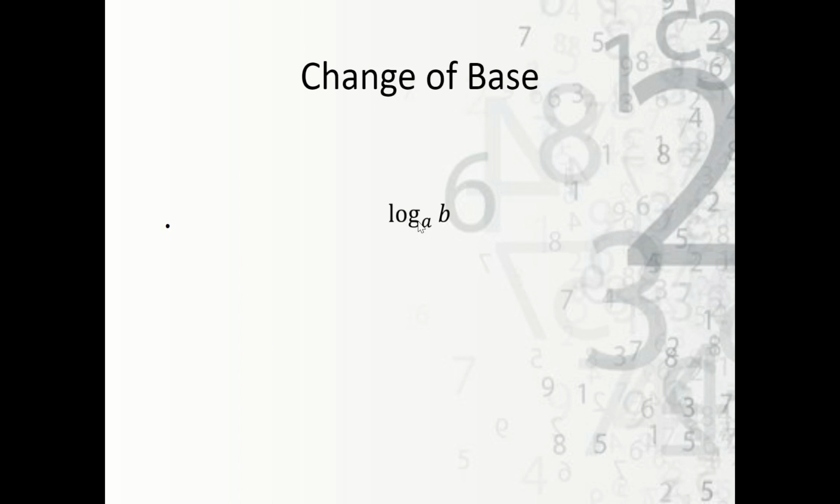Let's talk now about how we can change the base of a logarithm. So we have log base a of b. And let's say we wanted to change the base to c. Well, what we do is we just make it c. So we're going to change our log base to c. And that's equal to log base c of b over log base c of a. So we can change the base anytime we want to anything we want to as long as we follow this formula.